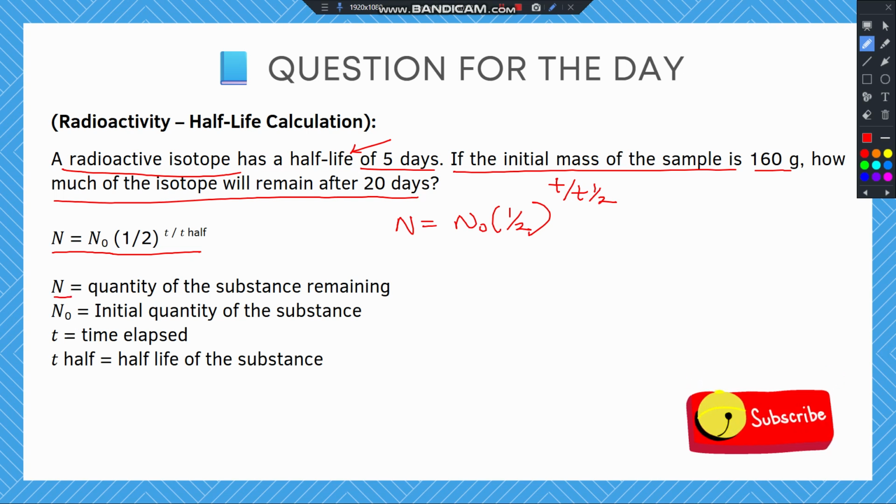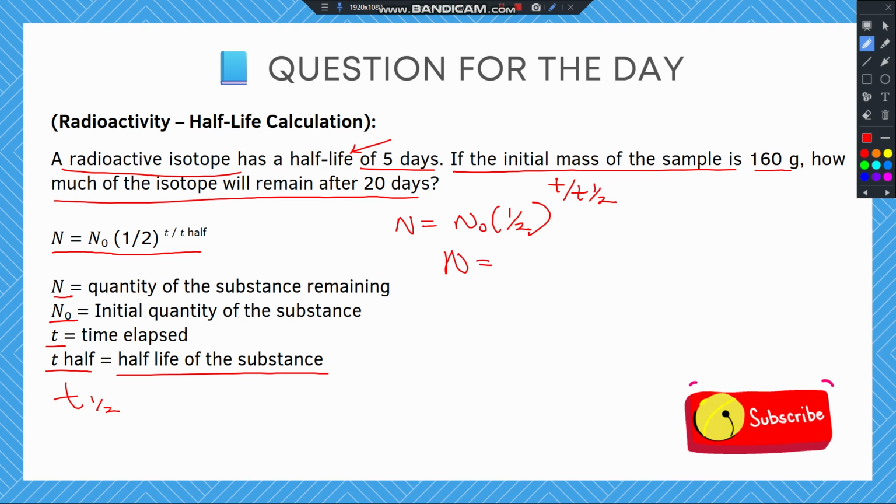First of all, N refers to the quantity of the substance remaining, N naught refers to the initial quantity of the substance, T refers to the time elapsed, and T half, or T with a subscript of 1 over 2, refers to the half-life of the substance. Now, let's go ahead and input our variables and solve this question.